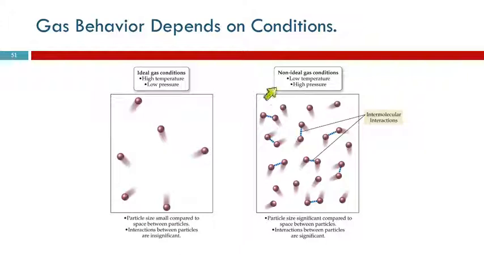When we go to a low temperature and a high pressure, at low temperature the gas molecules are moving more slowly. When they bump into each other, they're more likely to stick to each other or repel each other, so they're going to behave a little differently because they're going to actually interact with each other. And then under a high pressure situation, things are getting really close, and now the size of the molecules or particles is starting to matter.